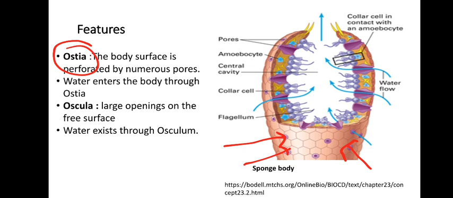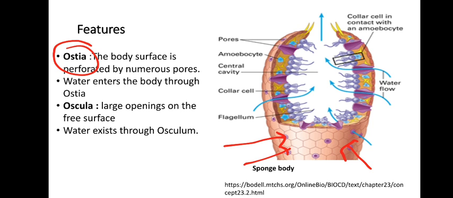And what are these ostia or pores? These are the openings through which the water enters into the body. So these are numerous in large number. And there is one more opening. Usually in most of the sponges there will be only one such larger opening called as osculum. But in some cases there might be more than one osculum, or oscula might be present.